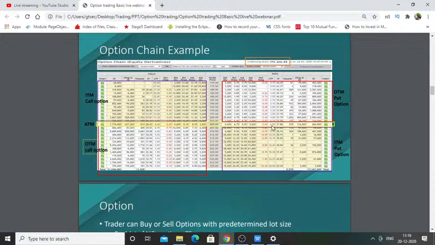Okay, so this is the premium for the 205 put options. This is about at the money. Here you can see this is an in the money call option, where the strike price is trading below the underlying stock price. So these all belong to in the money call options.